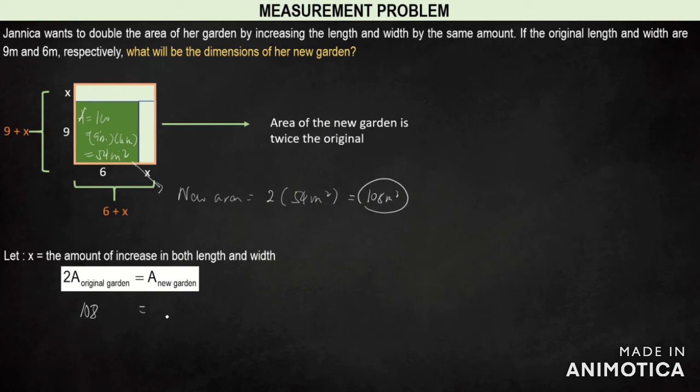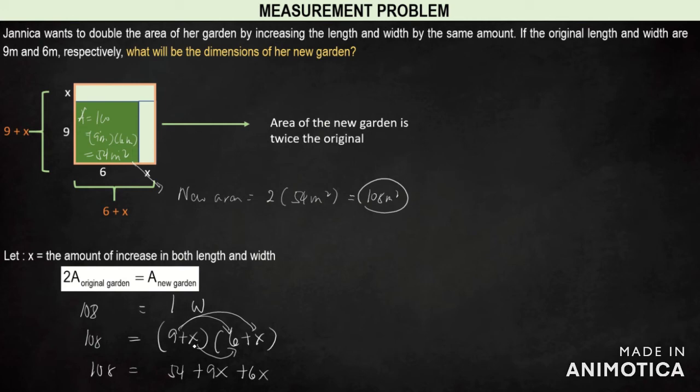Then what is the area of the new garden? That is length times width, right? The area of a rectangle is length times width. So we have here 108 is equal to the length, 9 plus x, times the width, 6 plus x. And then we apply the distributive property of multiplication. So we have 9 times 6 is equal to 54. 9 times x is equal to 9x. x times 6 is equal to positive 6x. And x times x is equal to x squared.